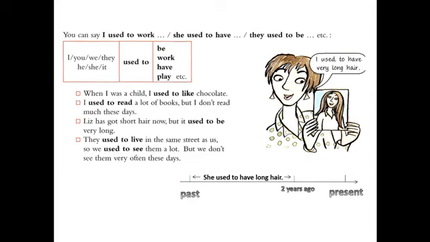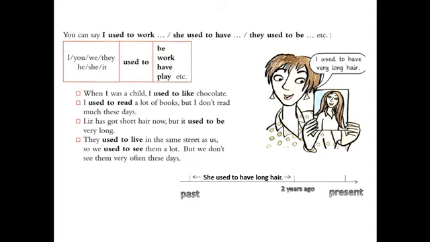Examples: when I was a child, I used to like chocolate. I used to read a lot of books, but I don't read much these days. Liz has got short hair now, but it used to be very long. They used to live in the same street as us, so we used to see them a lot. But we don't see them very often these days.